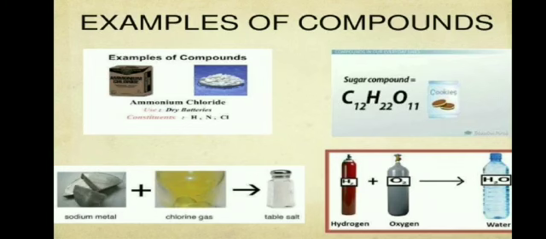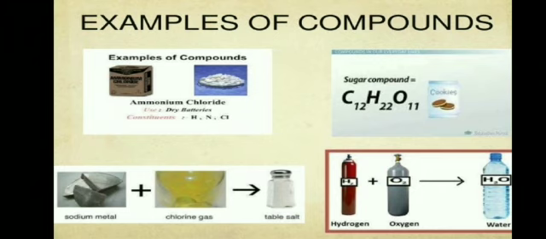So examples of compounds are, the first example, ammonium chloride. So ammonia and chlorine combine to form a compound called ammonium chloride, which is used in dry batteries.